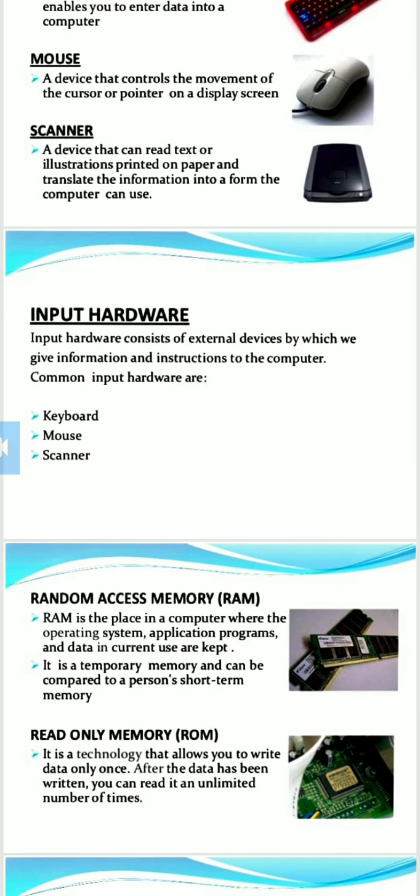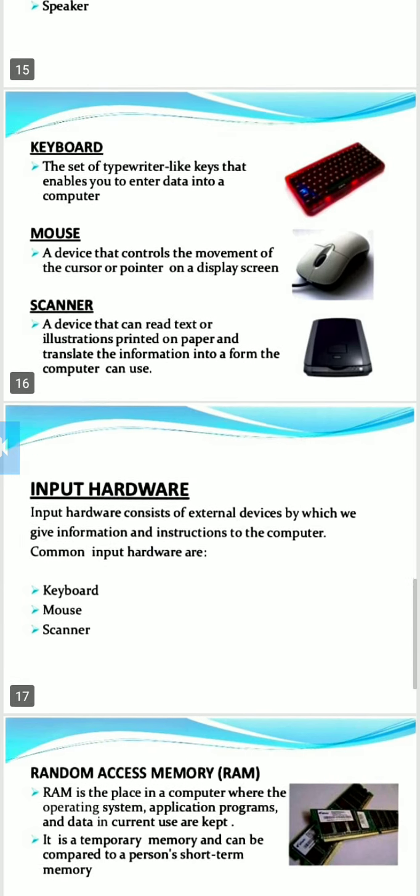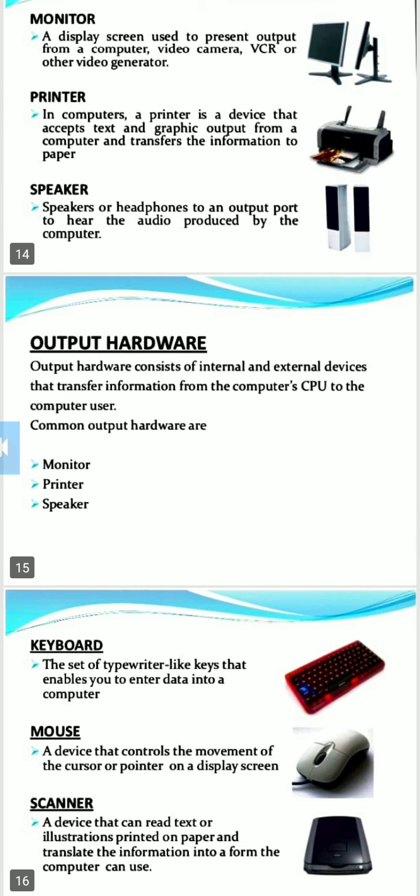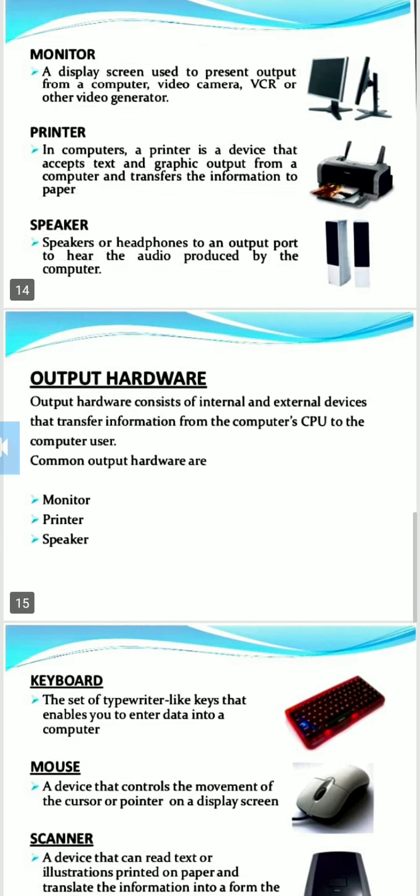Next one, input hardware. Input hardware consists of external devices with which we give information and instructions to the computer. Common input hardware are keyboard, mouse, scanner. Output hardware. Output hardware consists of internal and external devices that transfer information from the computer's CPU to the computer user. The common output hardware are monitor, printer, and speaker.